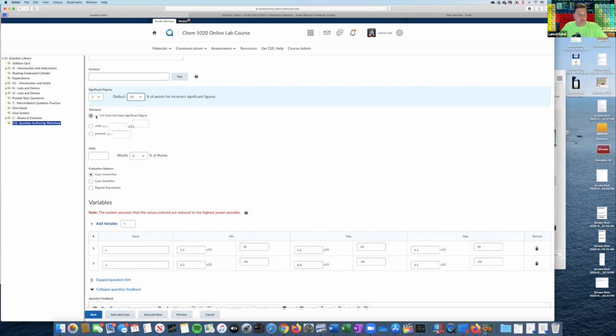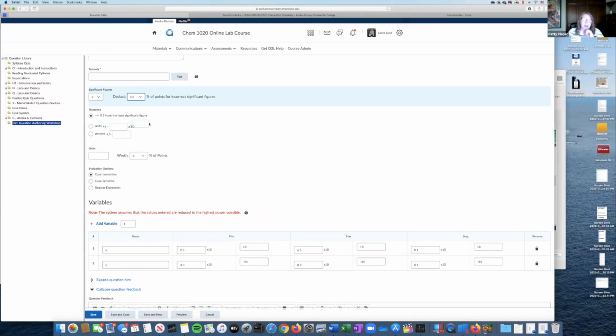And then there's a plus or minus 0.5 from the least significant figure. So that will take into account if the correct value is supposed to be something like 6.6 times 10 to the whatever power, it would accept any answer between 6.55 and 6.65 if the correct answer is supposed to be 6.6.